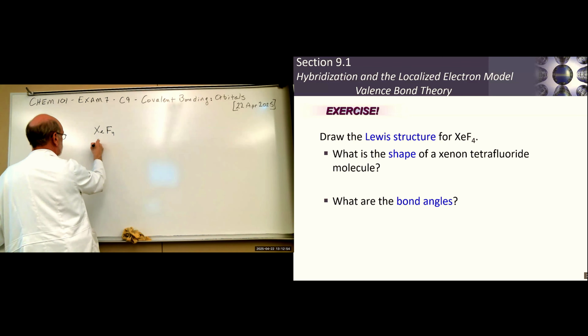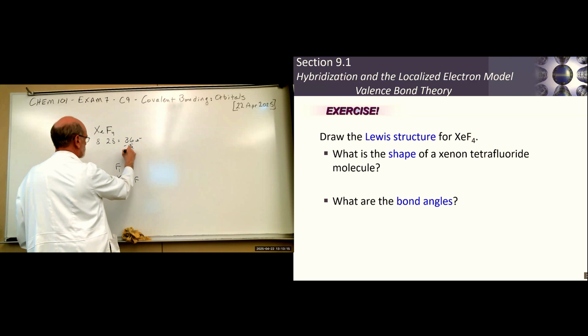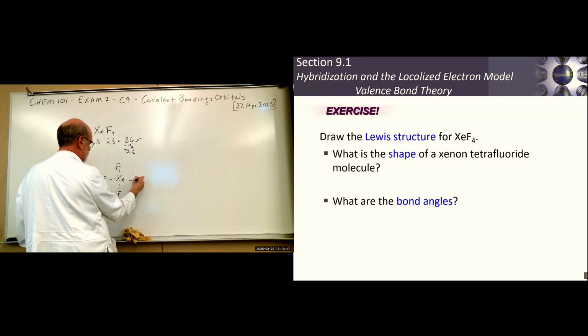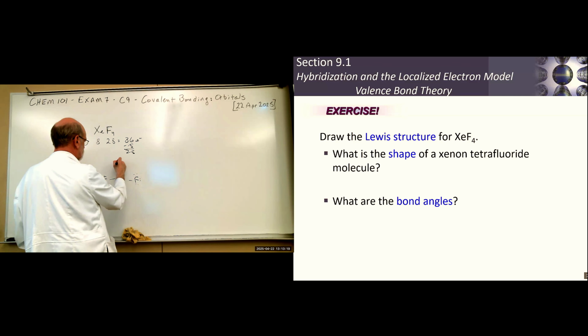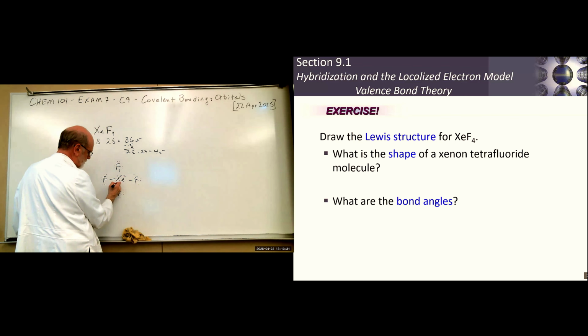Okay, so we have xenon in the middle. We're going to form 4 bonds with the fluorine, 2, 4, 6, 8. So that's 28, 2, 4, 6, 8, 10, 12, 14, 16, 18, and 20, 22, 24. That means we have 4 electrons left over, and they have to go on the central atom.